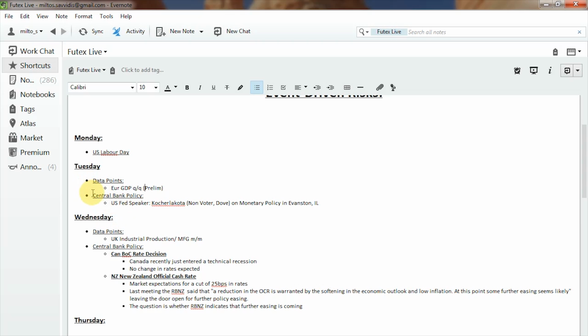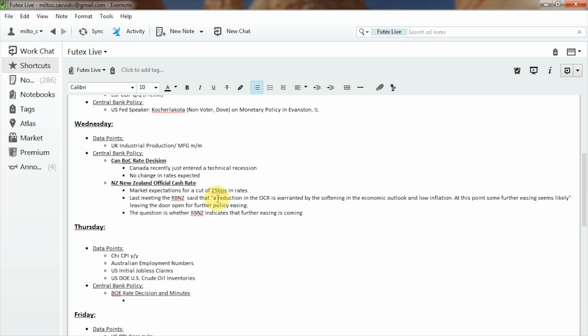Then looking forward late on Tuesday, I think around 10 o'clock London time, we've got the US Kocherlakota, notoriously a dove but a non-voter. Taking a look at what his comments are, obviously Kocherlakota being a notable dove, any sort of shifts in language or rhetoric more towards the hawkish side is going to be more market moving than anything. Obviously, dovish comments are expected.